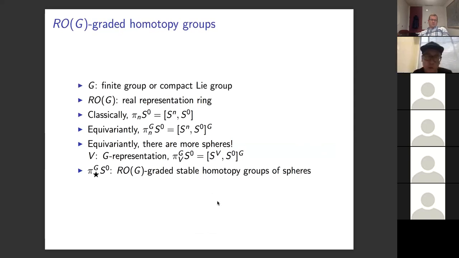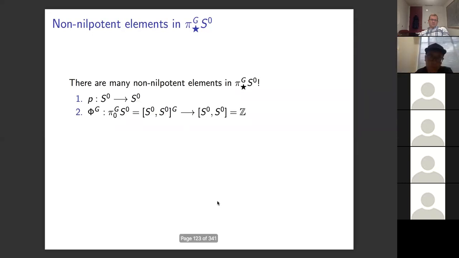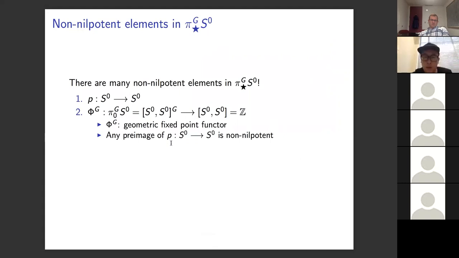So one of the phenomena we're seeing here is there are many non-nilpotent elements in here. Classically, we have the multiplication by p map. That's a non-nilpotent element. So equivariantly, it still is. The second family of examples is the following. We can take the G-geometric fixed point map from the pi_0 of the equivariant stem to the classical stem. And since the geometric fixed point functor preserves smash product, any pre-image of p is still non-nilpotent in the left-hand side. So that's another family of examples of non-nilpotent elements.